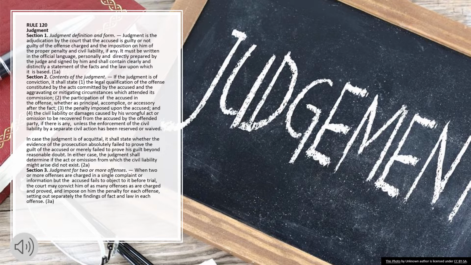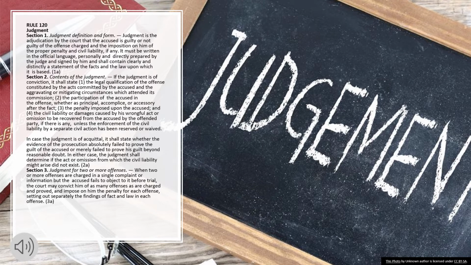reserved or waived. In case the judgment is of acquittal, it shall state whether the evidence of the prosecution absolutely failed to prove the guilt of the accused or merely failed to prove his guilt beyond reasonable doubt. In either case, the judgment shall determine if the act or omission from which the civil liability might arise did not exist.